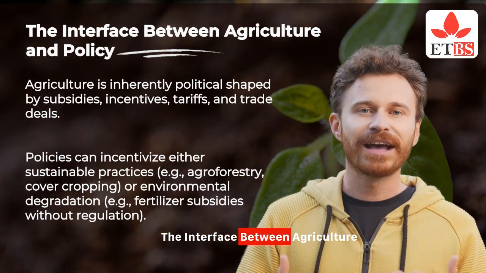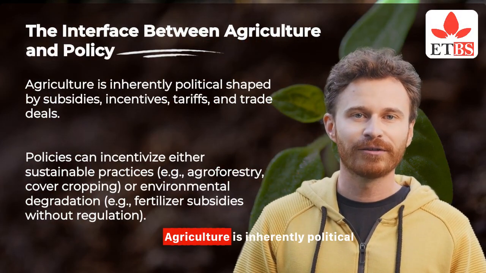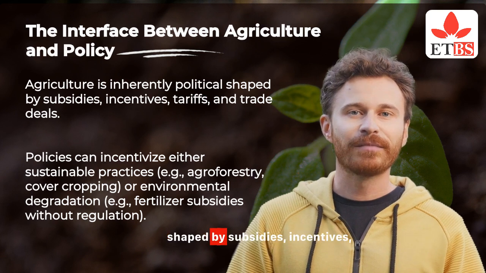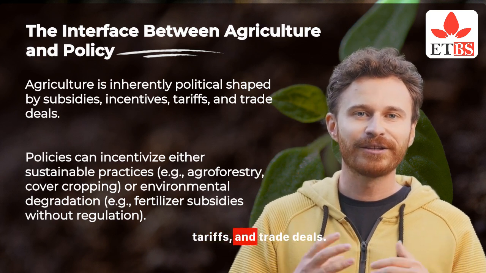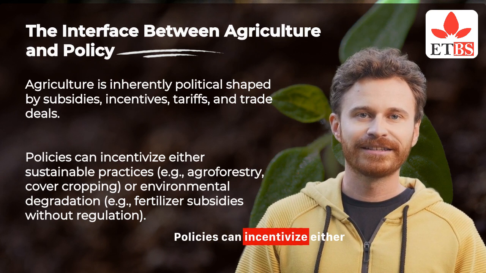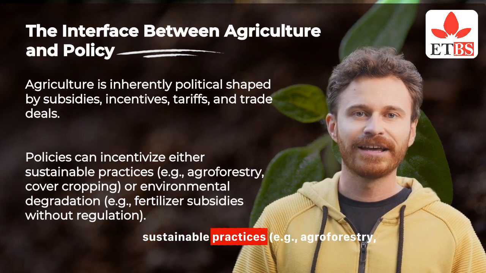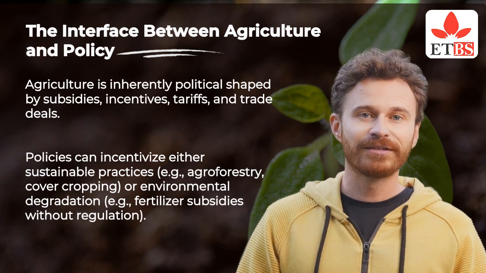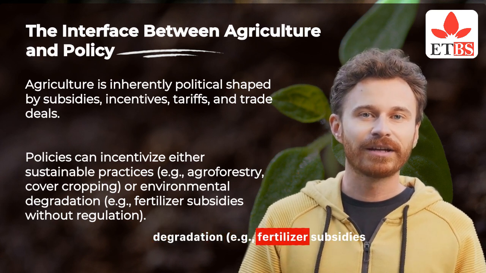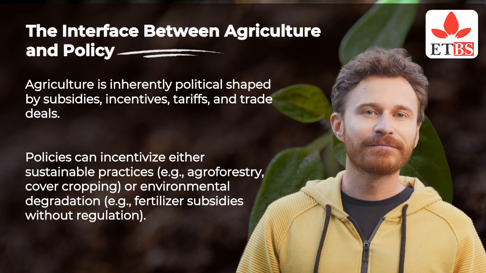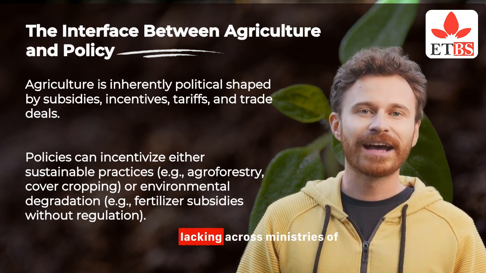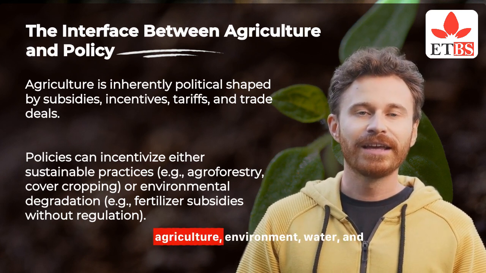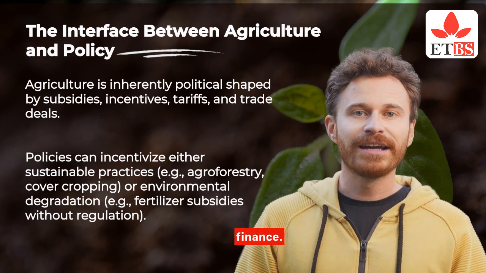The interface between agriculture and policy. Agriculture is inherently political, shaped by subsidies, incentives, tariffs, and trade deals. Policies can incentivize either sustainable practices, e.g., agroforestry, cover cropping, or environmental degradation, e.g., fertilizer subsidies without regulation. Policy coherence is often lacking across ministries of agriculture, environment, water, and finance.